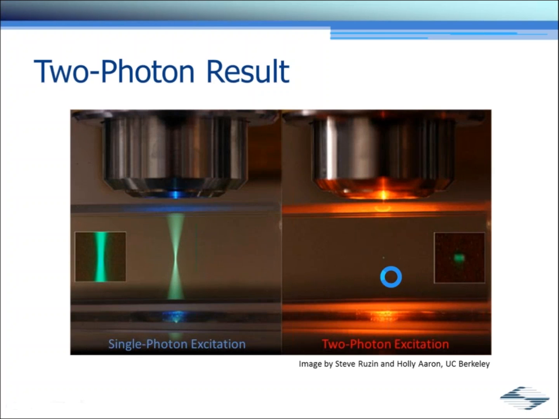However, if we look over at the two-photon side, you'll notice that there is only a small spot right at the focal plane. The reason for this is the IR light, the infrared light, the longer wavelength light of the half energy photons is not causing any excitation above or below the focal plane. The probability of two photons hitting the fluorophore at exactly the same time can really only happen in the focal plane, and that's why we have the result of excitation only at the focal spot of the laser.